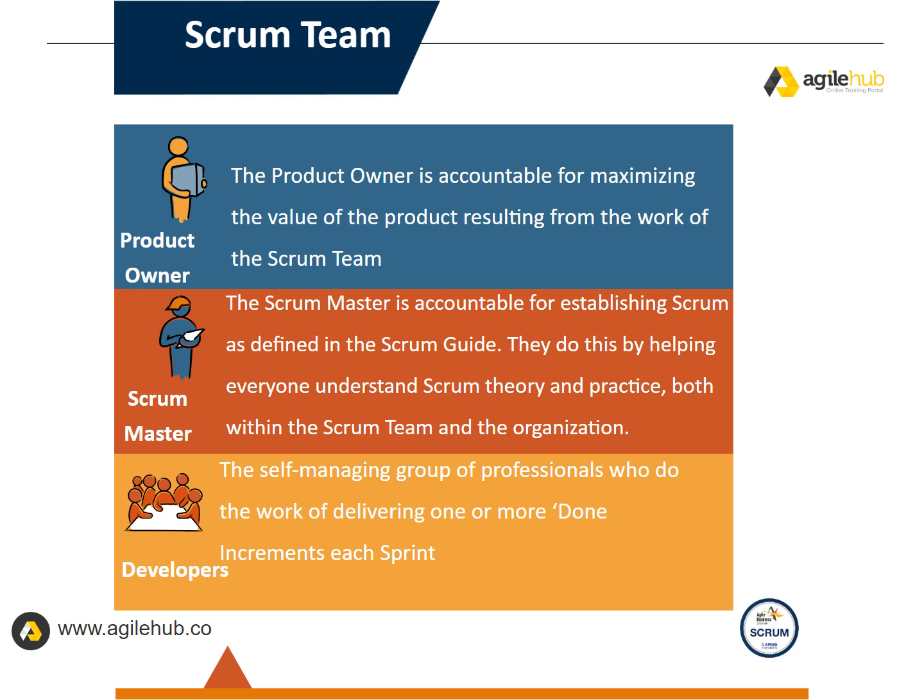Scrum Master. The Scrum Master is accountable for establishing Scrum as defined in the Scrum Guide. They do this by helping everyone understand Scrum theory and practice, both within the Scrum team and the organization. The Scrum Master is accountable for the Scrum team's effectiveness. They do this by enabling the Scrum team to improve its practices within the Scrum framework. Scrum Masters are true leaders who serve the Scrum team and the larger organization.